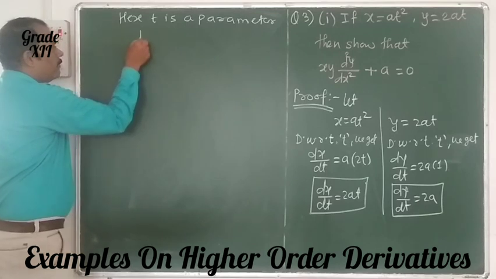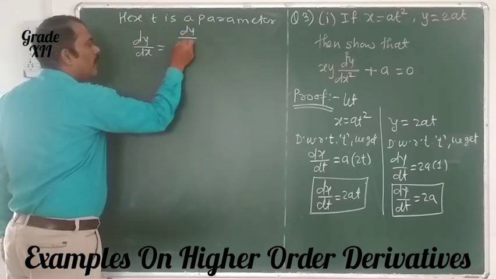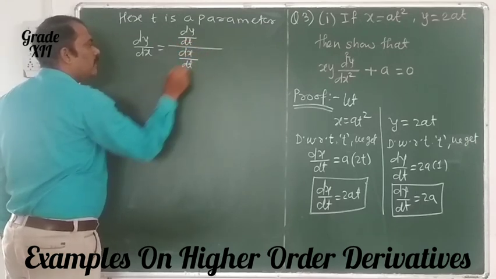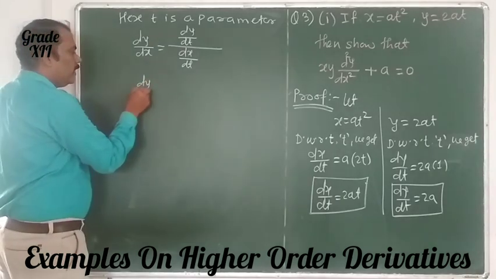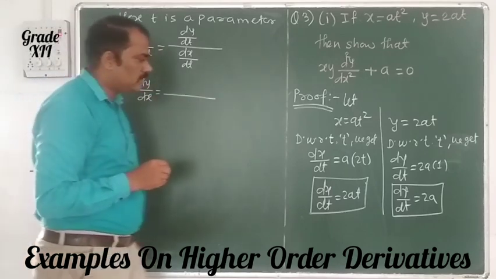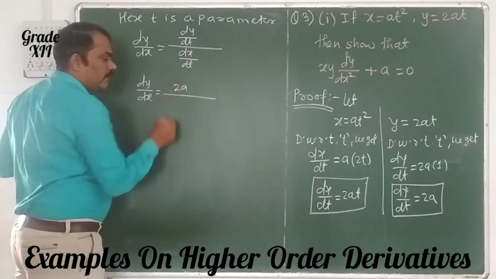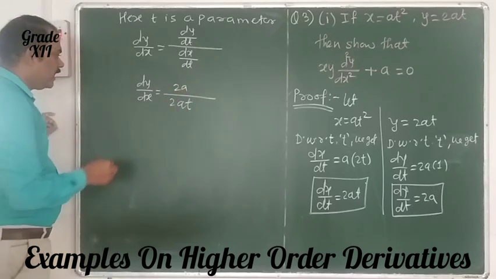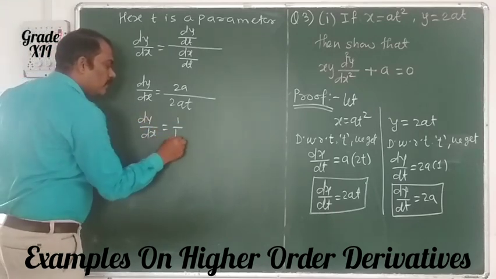So dy by dx is equal to dy by dt divided by dx by dt, when dx by dt is not equal to 0. So dy by dx is equal to dy by dt, which is 2a, divided by dx by dt, which is 2a into t. The 2a gets cancelled, so dy by dx is equal to 1 upon t.